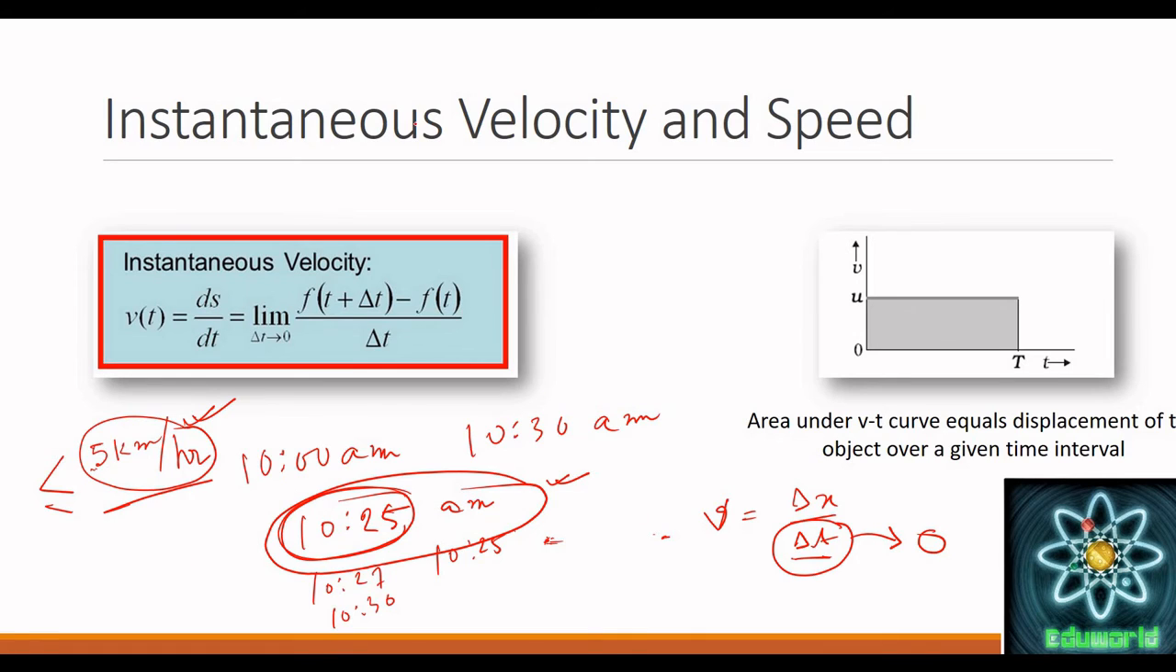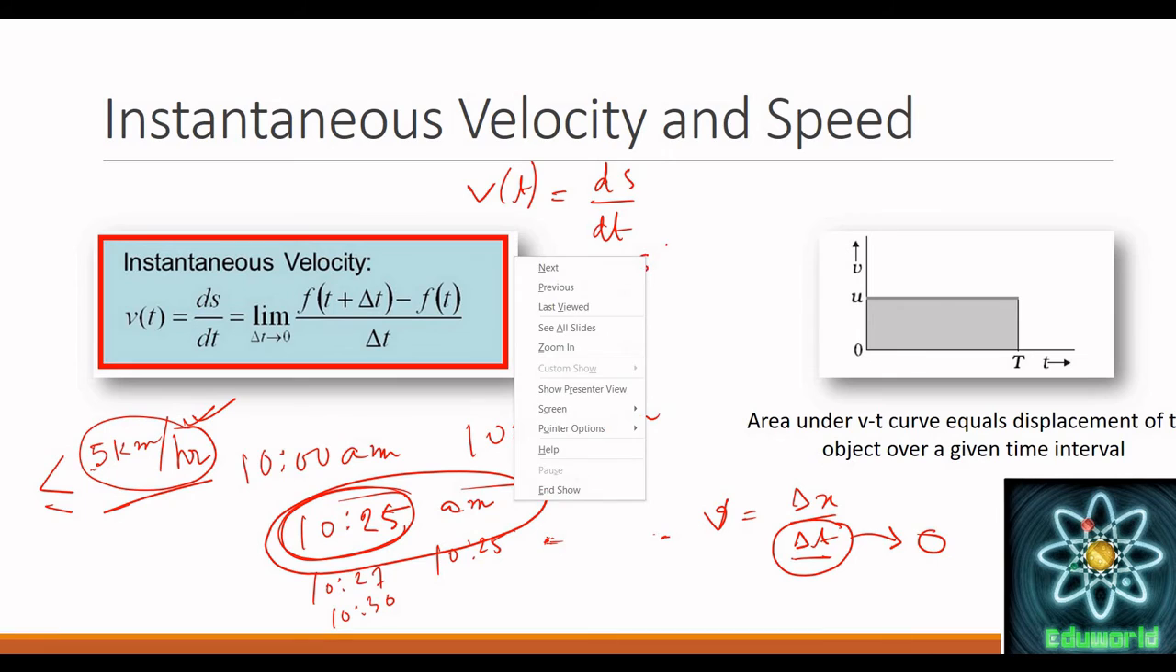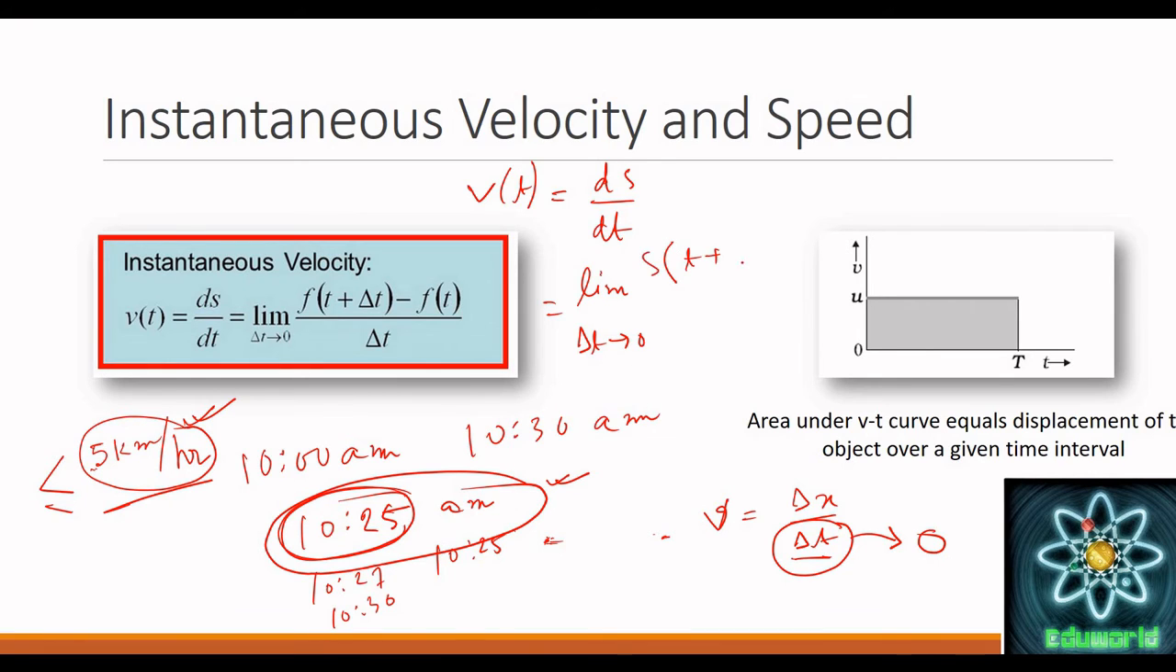Okay, so that's why the concept of limit or calculus comes here: v at time t, at any instant, is ds/dt, the derivative of the displacement with respect to time, and that can be taken as the limit as delta t tends to 0 of s(t plus delta t) minus s(t), divided by delta t. So the smaller the delta t, the more accurate the instantaneous velocity we can get.